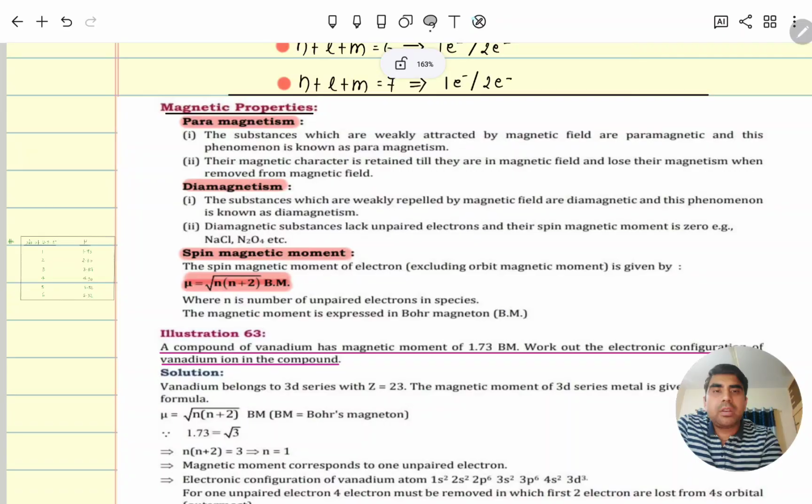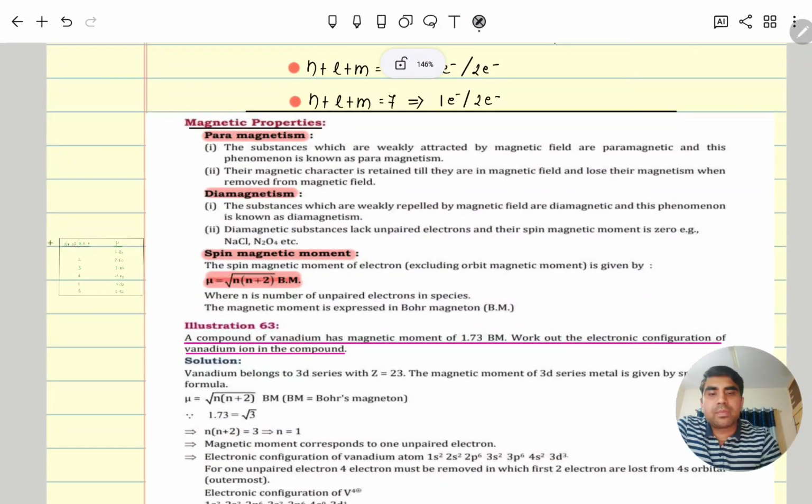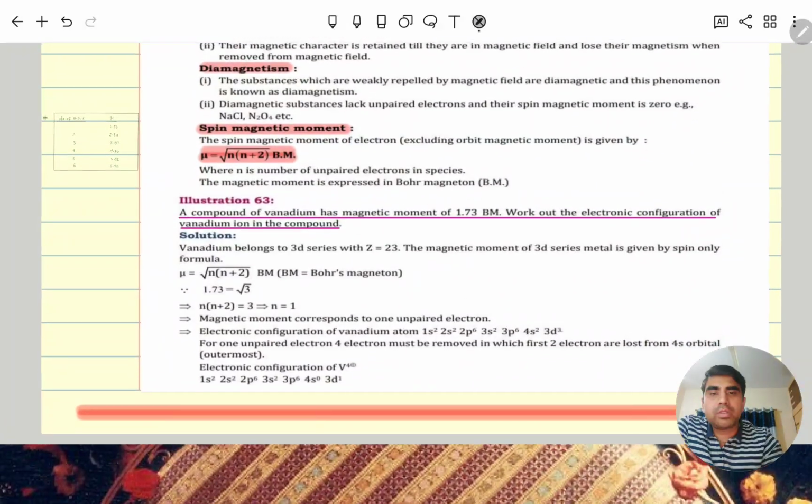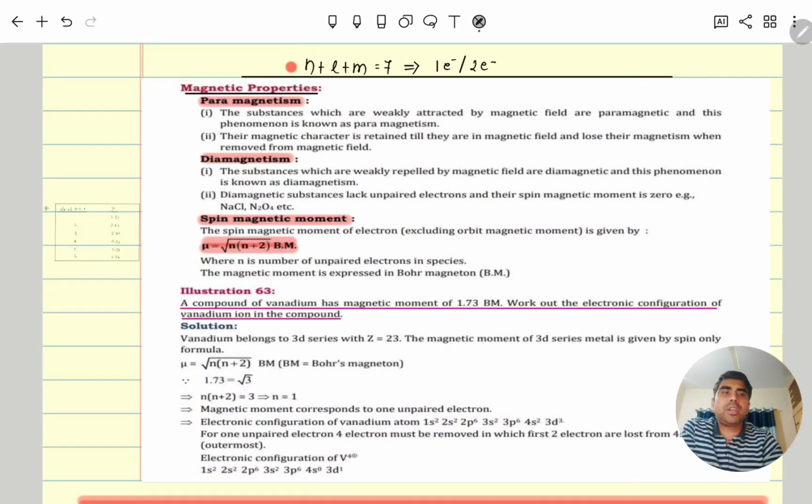So here we completed atomic structure in detail, systematically discussing each and every concept, so that we can perform nicely in our coming JEE exam. So thank you very much. Now we will discuss further in the coming class.